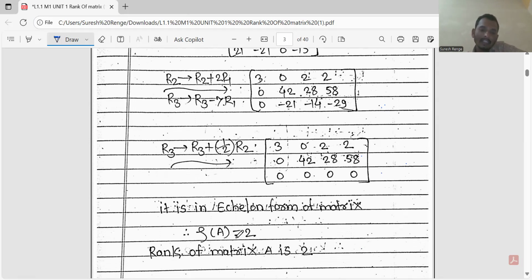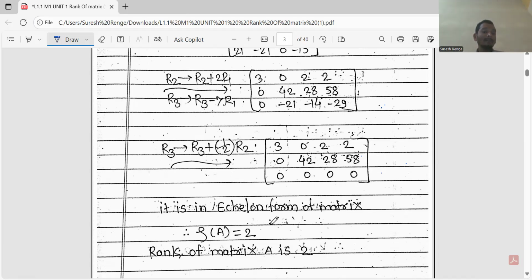Therefore, the rank of A is equal to 2. What does rank of a matrix mean? The number of non-zero rows, if the matrix is in echelon form. If this matrix is in echelon form, then how many non-zero rows are present in this matrix? 1, 2. Therefore, 2 non-zero rows are available in this matrix.